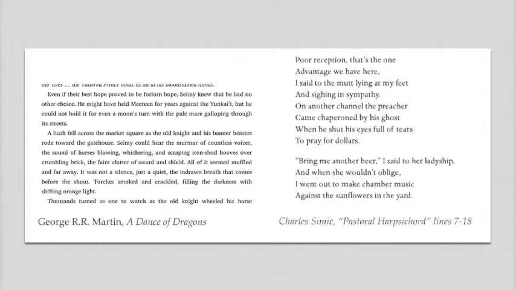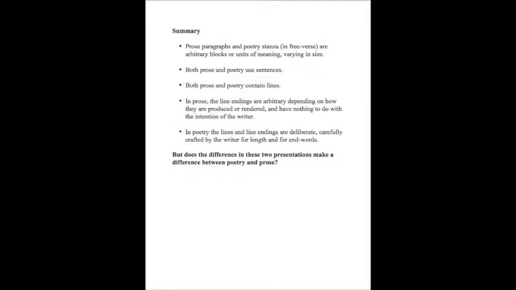In the next presentation, briefly, I'm going to show you a poem rendered in prose and also rendered in lines, and then ask you to tell me if you think there's a difference. What I want you to do right now is to take a little bit of time, maybe a minute or so, and read out loud the two excerpts here, the two paragraphs from George Martin and the two stanzas from Charles Simic. Read it out loud and put the sounds in your head and think about what might be different between poetry and prose or what might be the same. Thank you. Here is a silent summary of the points so far.